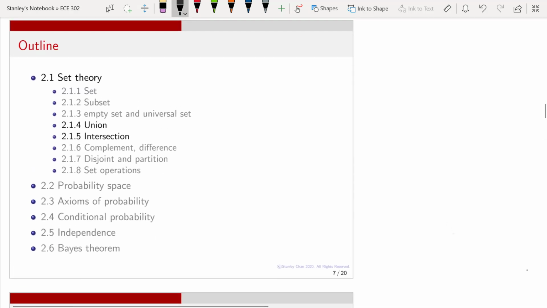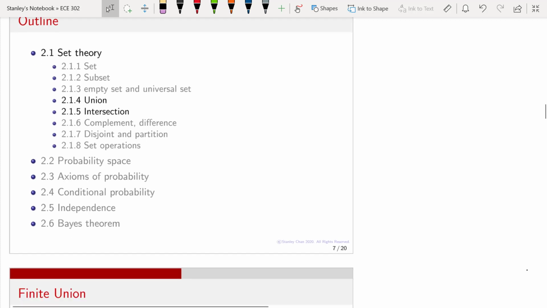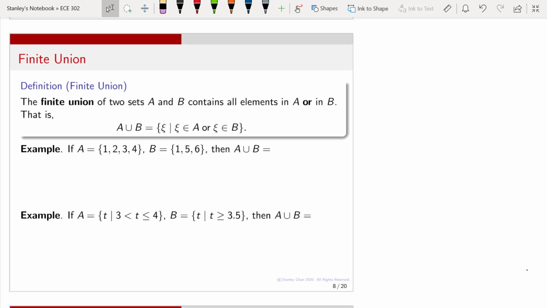Okay, so this is a very brief introduction of the basic set theory, and then what we are going to do is to introduce several operations of the sets. One is the union, the other one is the intersection. Let me first talk about finite union. Suppose I have two sets, A and B, and now I want to consider a finite union. This union has the notation U. So you write A union B.